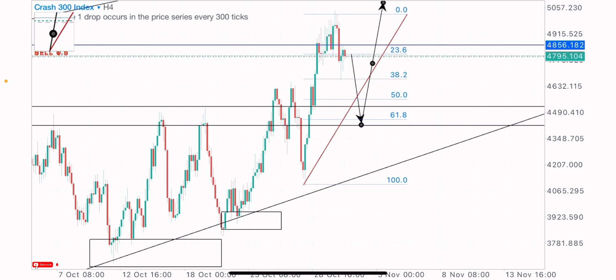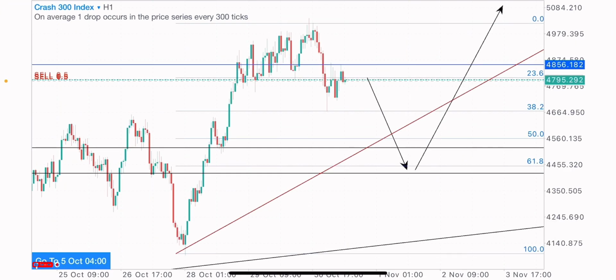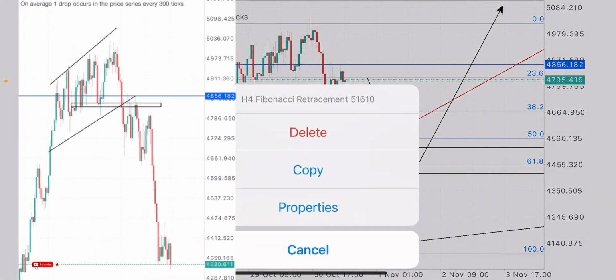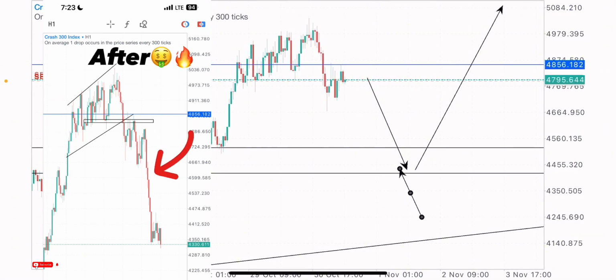So that's my market analysis. That's my view on this index. That's what I'm expecting. And if we can get price to sell to this identified level, I'm looking for a couple of confirmations on this zone to buy this index.